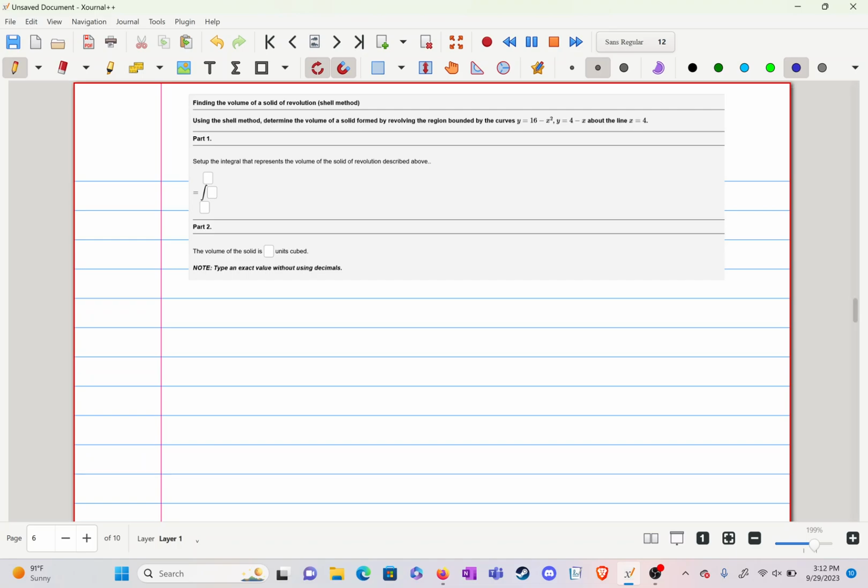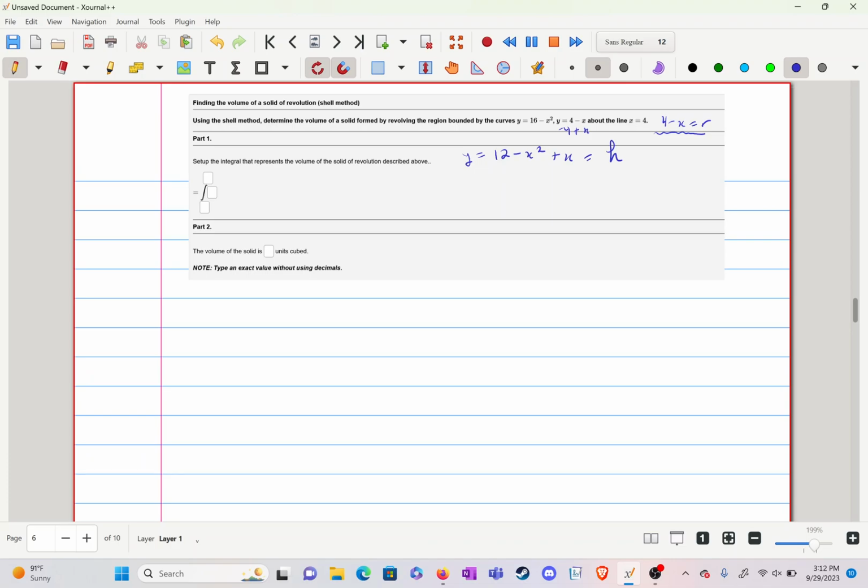So we're going to subtract this x to the other side. So we have 4 minus x. That's going to be our radius. Height now, I'm going to subtract this to the other side, add this x to the other side. That means we're given y equals 12 minus x squared plus x, and that is our height.